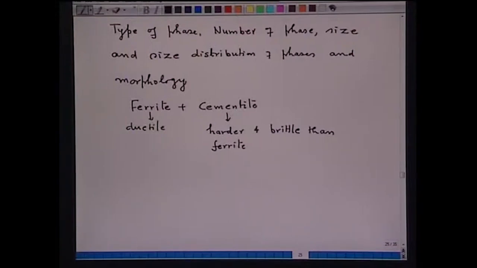Increasing the proportion of cementite in a material, what will it do? It will make the steel harder and more brittle. So here itself I am getting a clue that if I vary the proportion of cementite in a simple iron carbon phase diagram, I can get different types of materials.